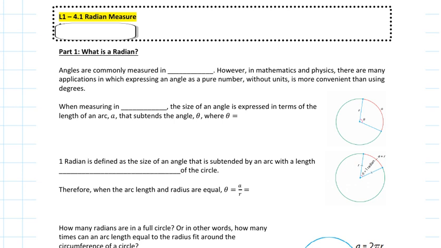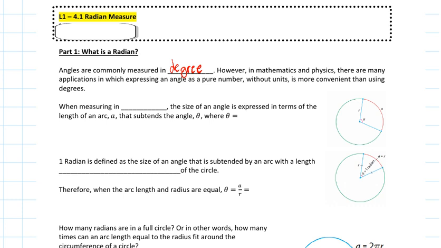Angles are commonly measured in degrees, and we have dealt with degrees for basically all of our math life, right? We've dealt with measuring angles in degrees. However, in mathematics and physics, there are many applications in which expressing an angle as a pure number without units is more convenient than using degrees.